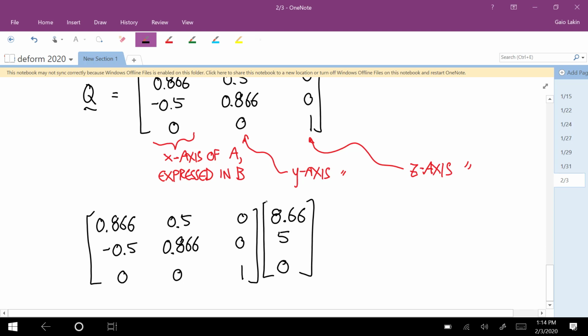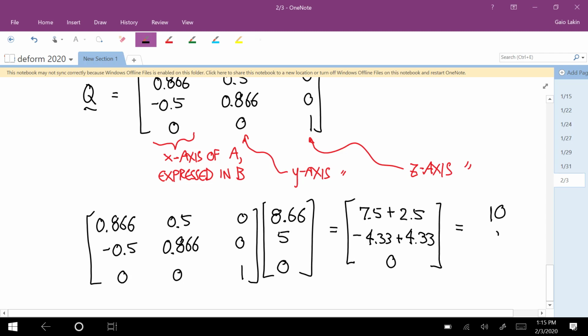Okay. And you get 7.5 plus 2.5 for the first component. Negative 4.33 plus 4.33 for the y component. And 0 for the z component. 10, 0, 0.